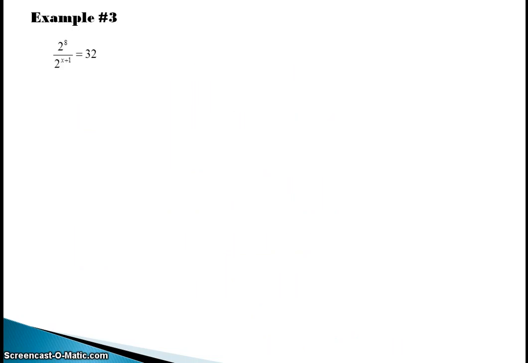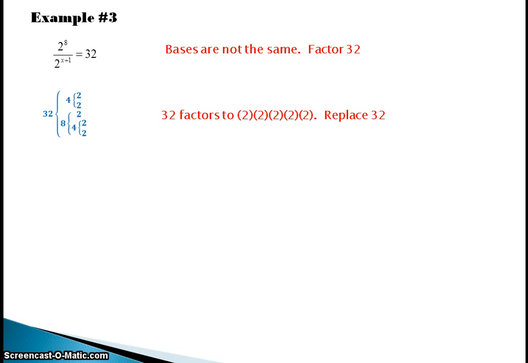Our last example is this. 2 to the 8th power divided by 2 to the x plus 1 power is equal to 32. Now, of course, 32 is not a base of 2, so I'm going to factor 32, and I will find that 32 is 2 to the 5th power, so I'm going to replace 32 with 2 to the 5th power. But I still don't have bases that are the same on each side.